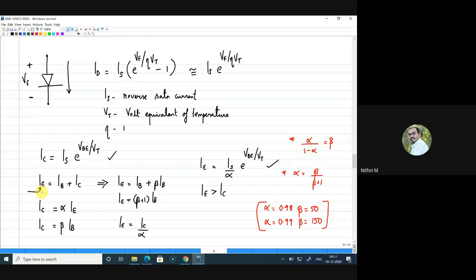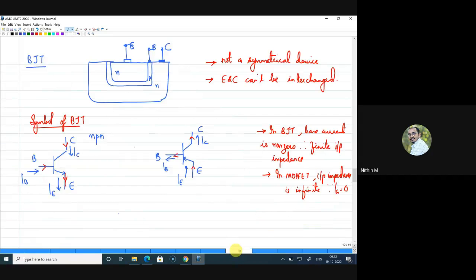Then we also wrote the relation, by applying KCL, that the sum of entering and leaving currents should be the same. With that, we understood that the emitter current is the sum of base and collector currents. And with that, we wrote other relations, and we also brought in alpha and beta, which are defined as the current gains in a BJT. Then we looked at the cross section of the BJT and understood that it is not a symmetrical device.